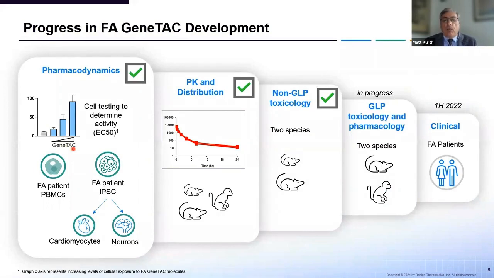Now let's talk a little bit about how far we've come along in developing these molecules. One of the most important things that I'd like to impart is the fact that these molecules only work in cells that have the actual frataxin gene abnormality. And thus, we've been very dependent on donations of blood cells from patients throughout the United States, and we're very thankful for that. We've also had patient cells immortalized and then converted into cardiomyocytes and neurons. And we can find out that these GeneTAC molecules actually help return frataxin levels in those cells as well.